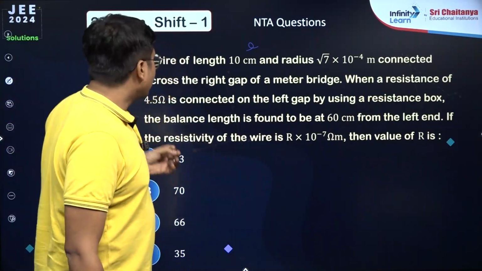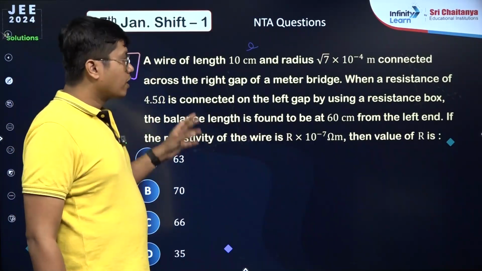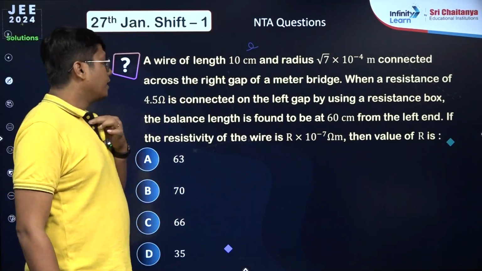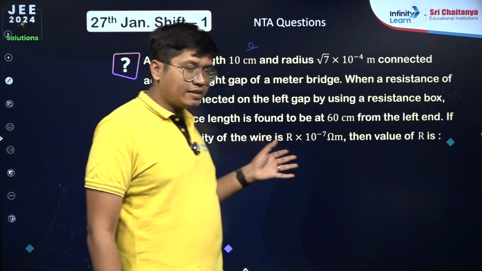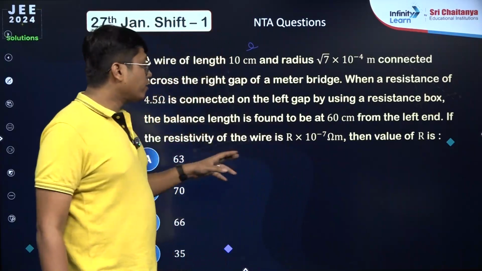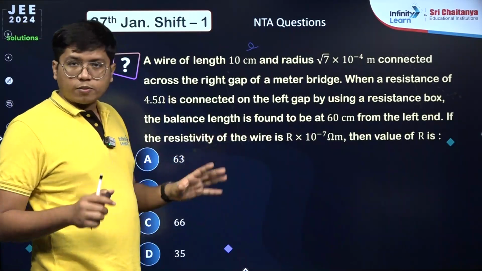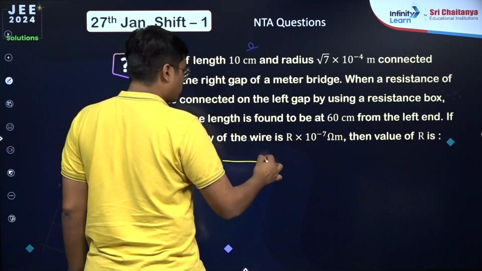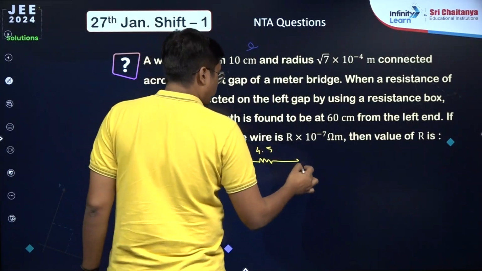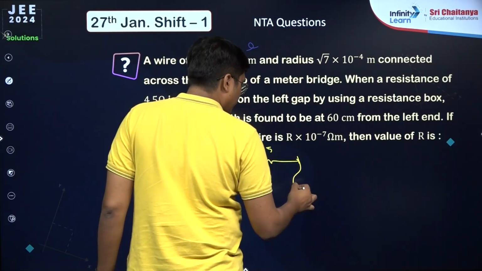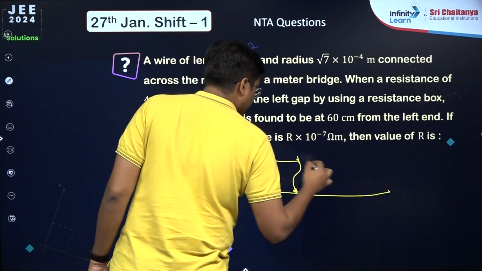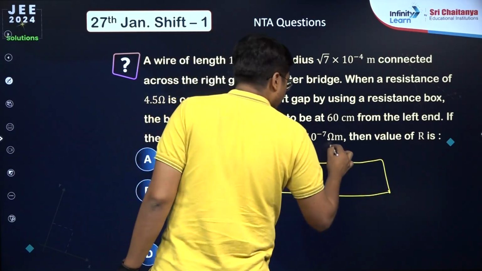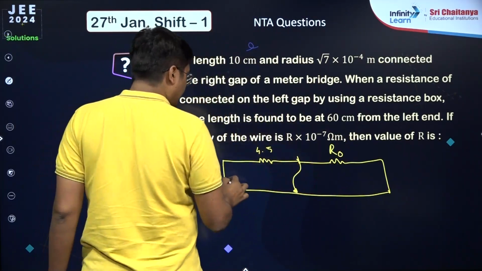Next question says a wire of length 10 centimeter, radius root 7 into 10 to the power minus 4, is connected across the right gap of a meter bridge. When a resistance of 4.5 ohm is connected to the left gap by using a resistance box, then the balance length is found to be at 60 centimeter from the left end. Resistivity of the wire is this, then what is the value of R? So pretty straightforward. This is your meter bridge. On the left side you have put 4.5 ohms. You have brought the connector here for your meter bridge. Over here you have put the unknown resistance. Let's call it R0. And this length is 60 centimeter.